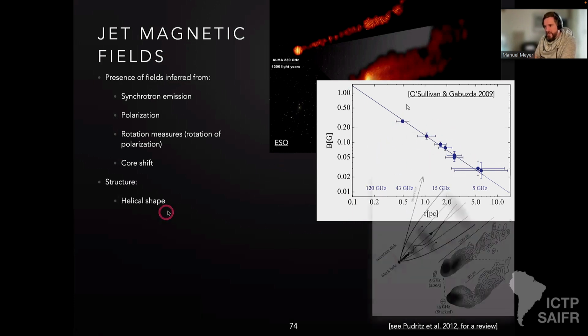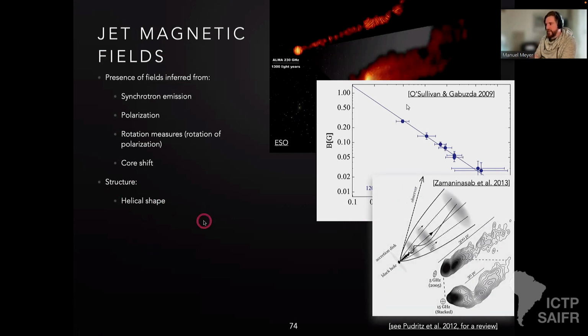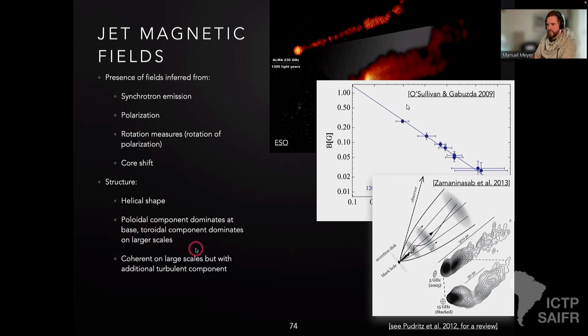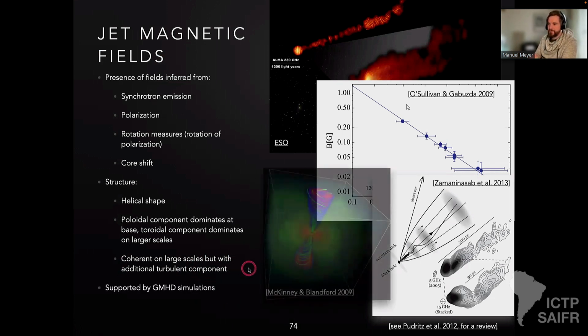The structure of the magnetic fields, we believe, has some helical shape, which you can see here, and which is inferred from these images that Walter was showing. The poloidal component, we think, dominates at the base, and then the toroidal component dominates at larger scales. And this toroidal component is what can lead to photon-axion oscillations. It's probably coherent on pretty large scales, but it also has some turbulent component on top.